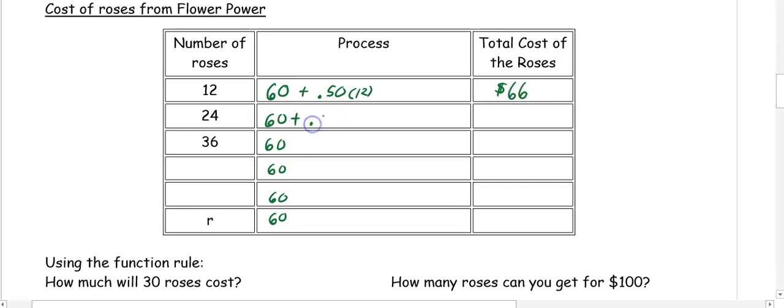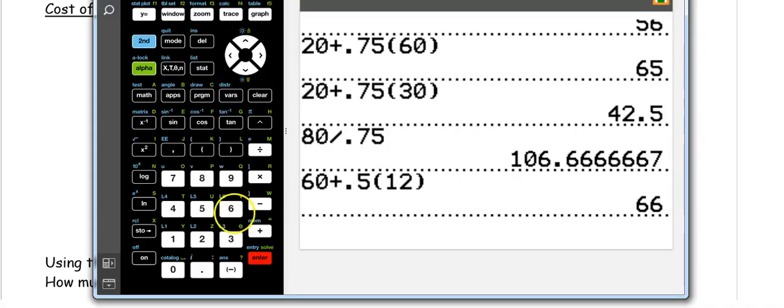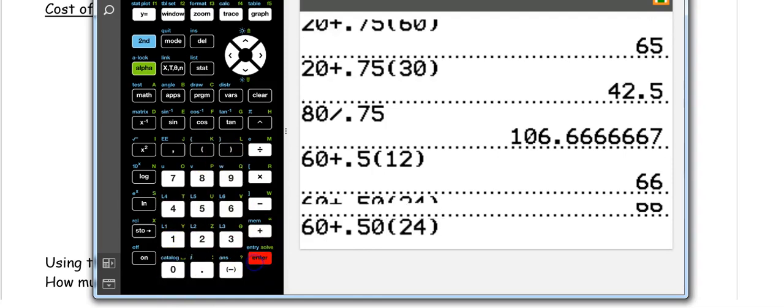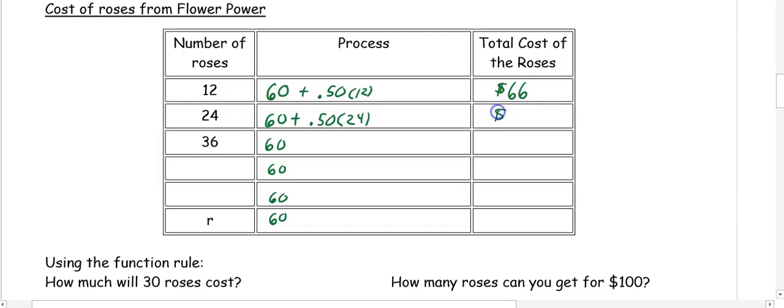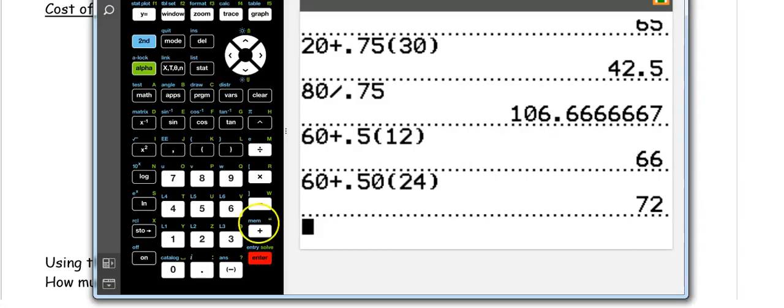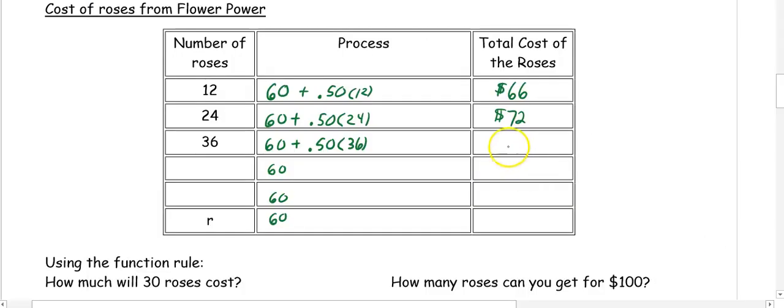Then we have 60 plus 0.50 times 24. So in our calculator, 60 plus 0.50. You could just write 0.5, it's the same thing, times 24, which gets us $72. For 36 roses, we have 60 plus 0.50 times 36. So 60 plus 0.50 times 36, which is $78.